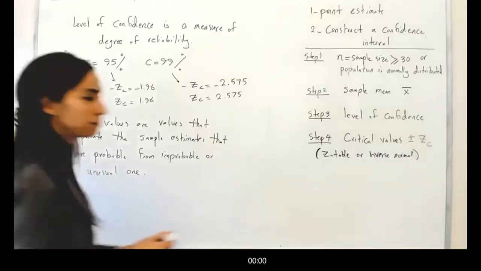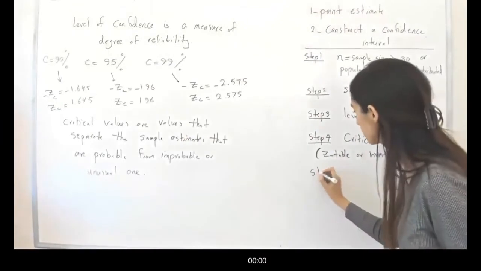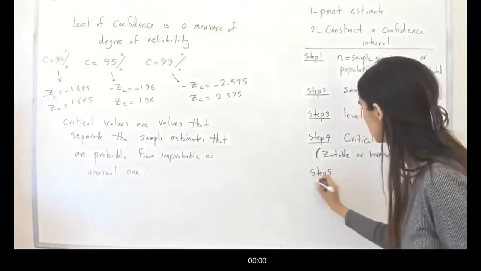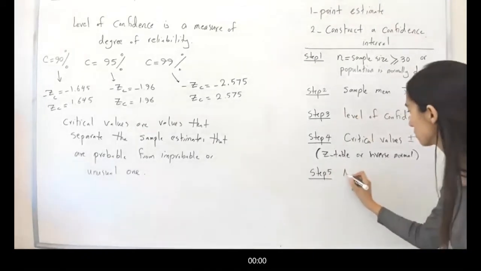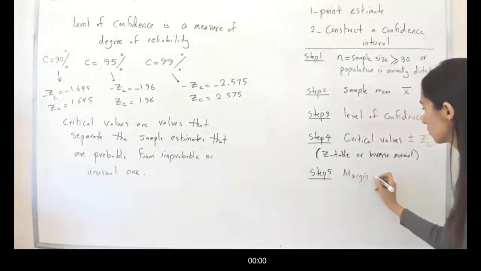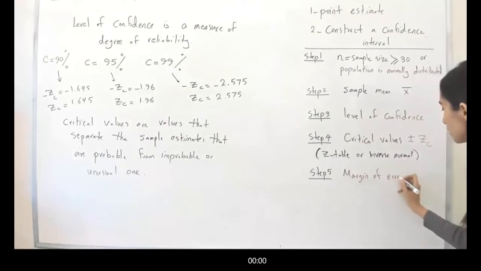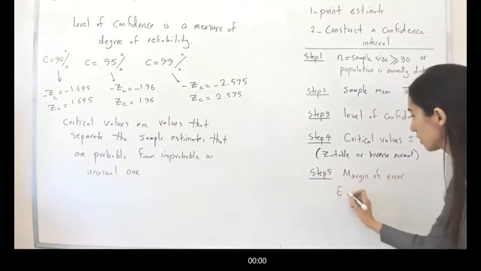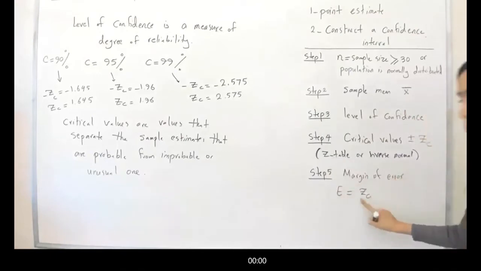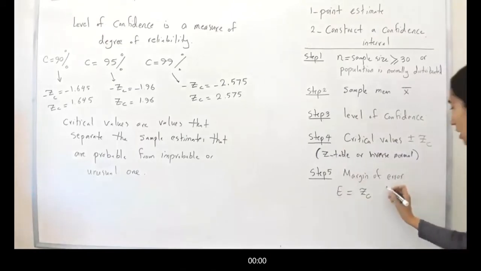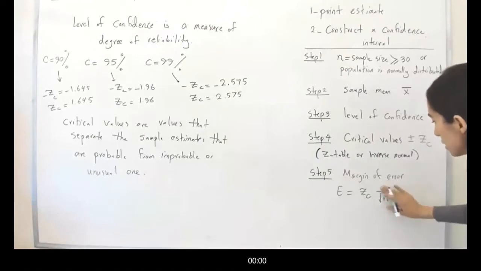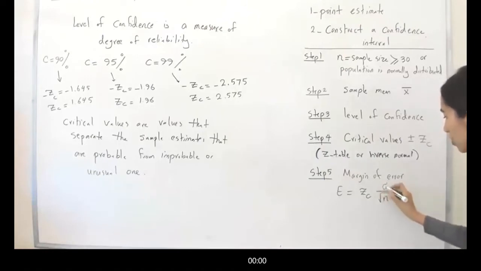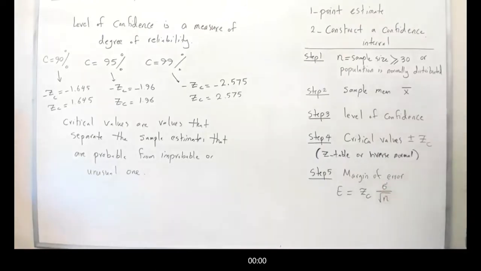So in our next step, step 5, we need to find the margin of error E, which is defined as the positive critical value ZC times sigma divided by the square root of n. Sigma is the population standard deviation, and n is your sample size.